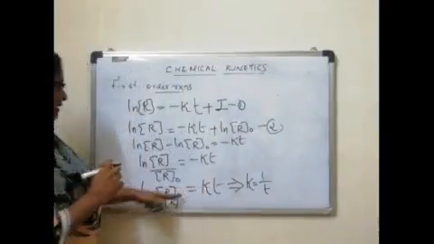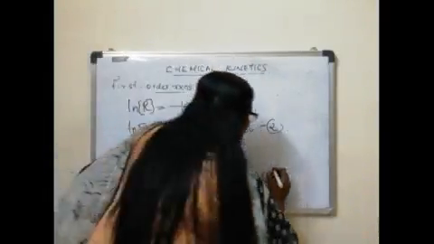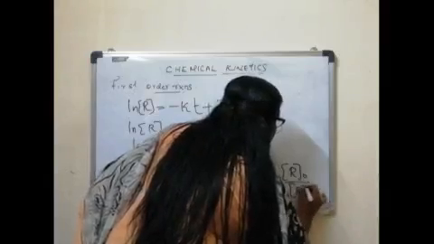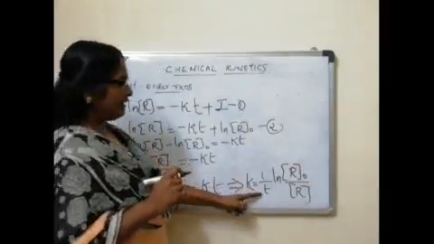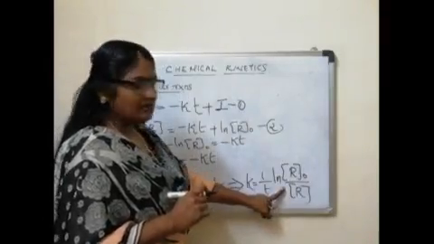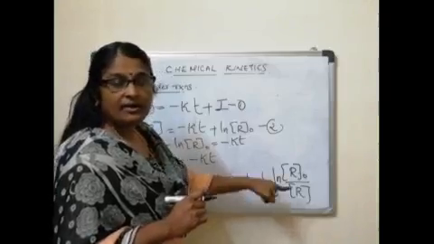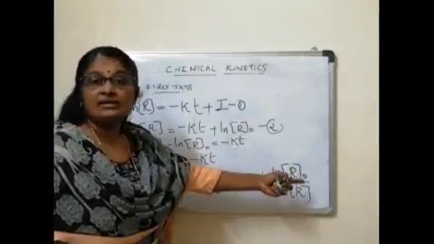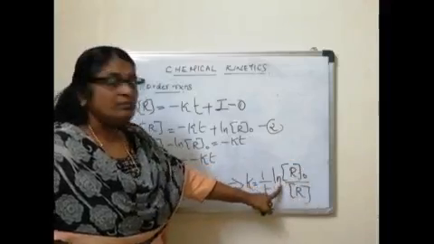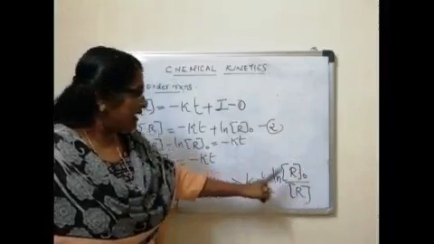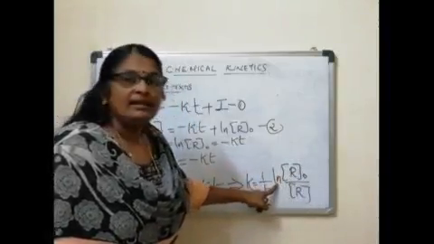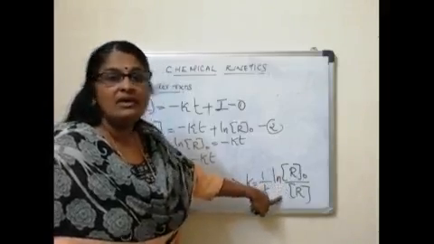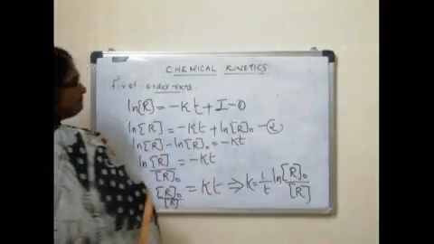k is equal to 1 by t ln r0 by r. This is another equation for finding out the rate constant. But using logarithm to the base e, we cannot do the calculations. In order to find out, convert natural logarithm into common logarithm, that is the logarithm to the base 10, we have to multiply it with 2.303. If you are multiplying this term with 2.303, then ln will be changed into log, common logarithm, log to the base 10, then we can use it for calculation by doing numericals.